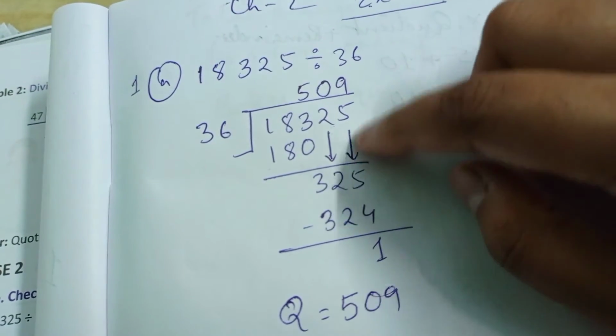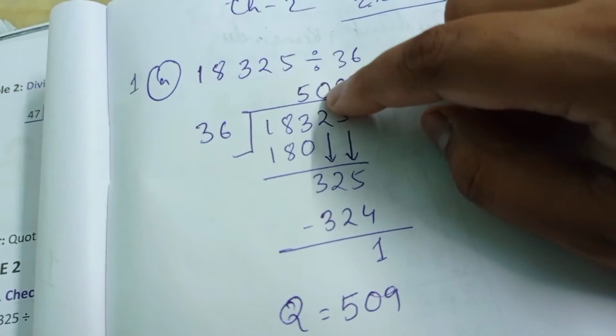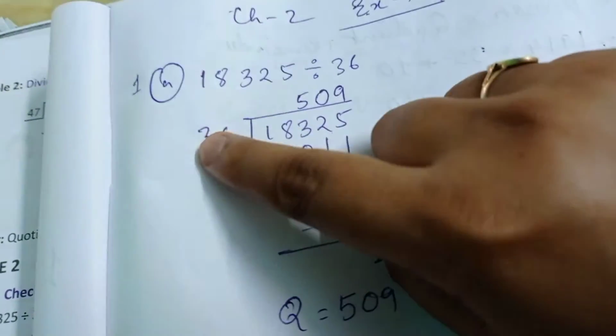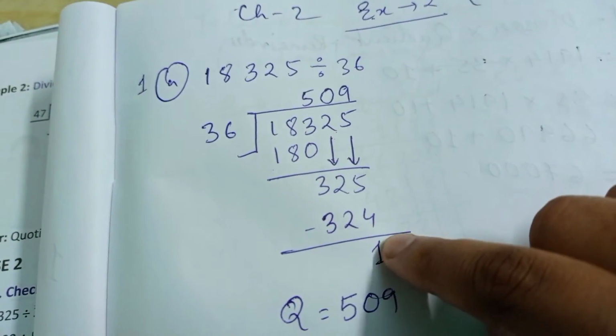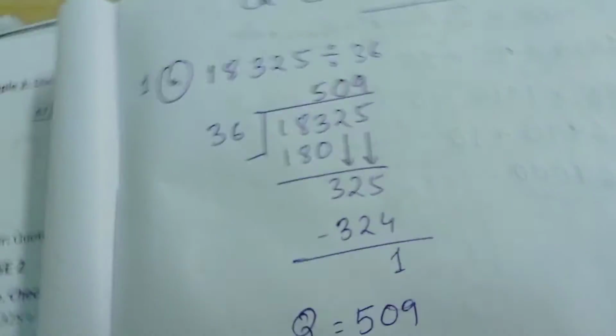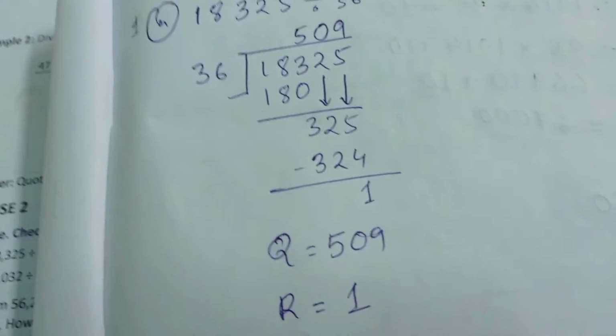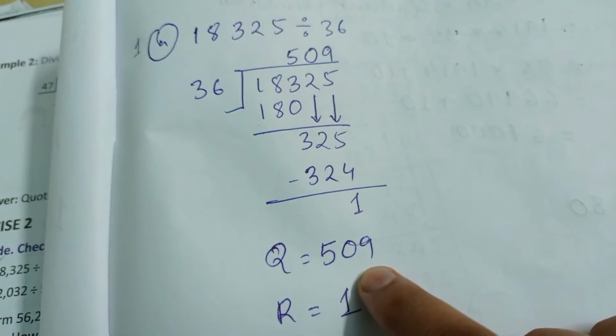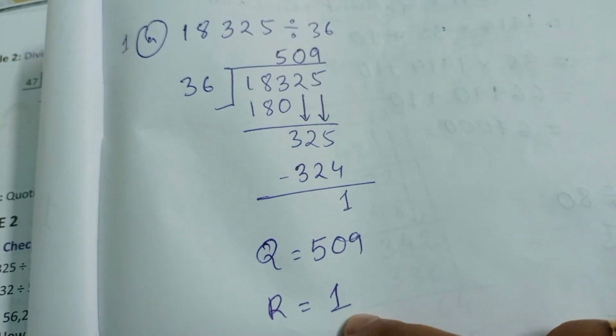As you have brought two numbers down, you need to put a 0 up. Then 36 into 9 is 324. So when you multiply, you will get 324 and you get a remainder of 1. So the quotient you have got is 509 and the remainder you have got is 1.